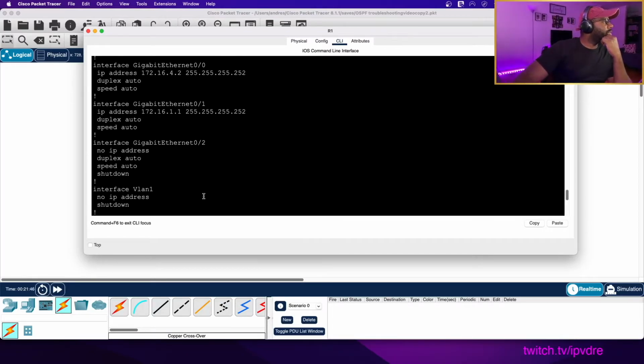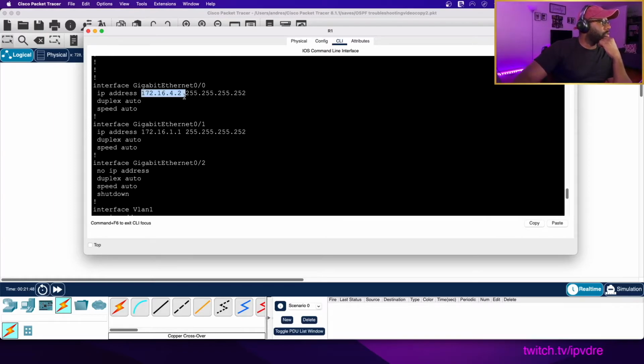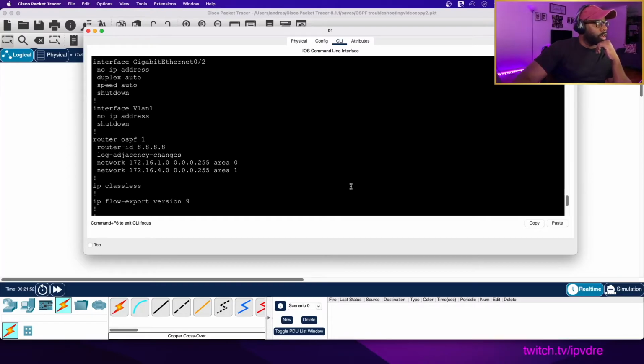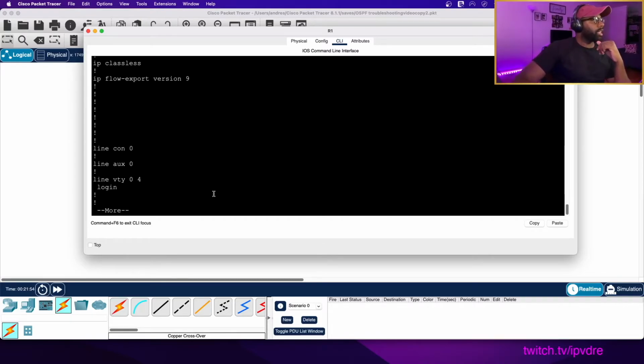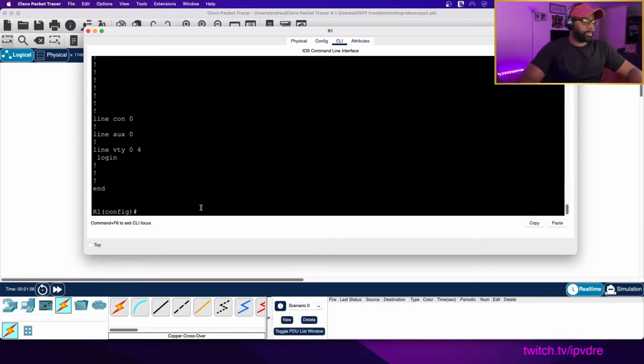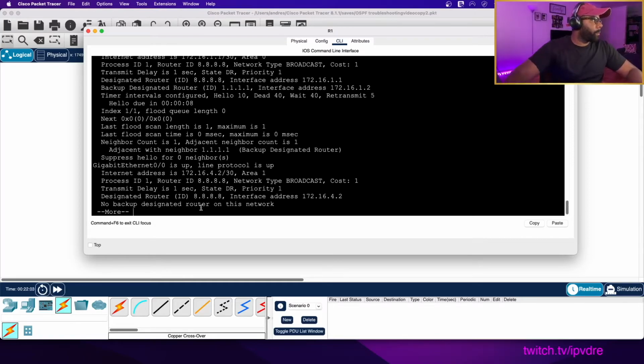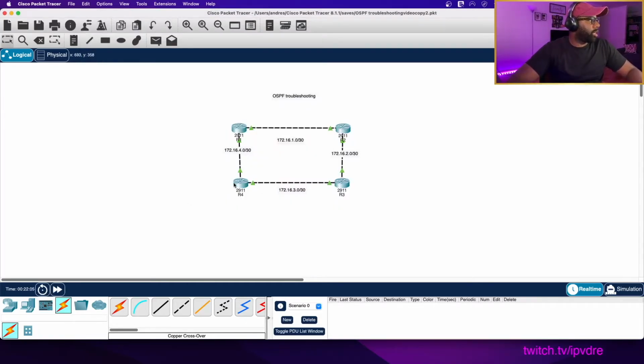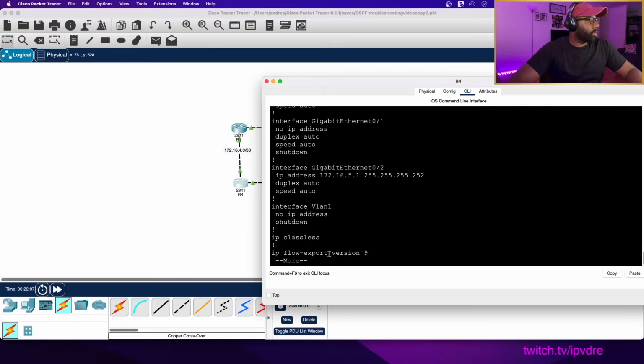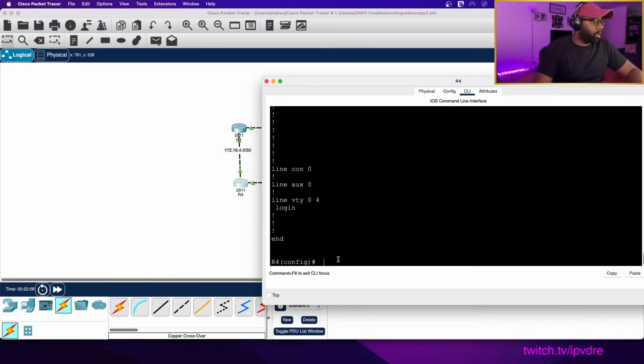Did I even set one for here? Yeah, this is 4.2. So they're in the same subnet. There's no OSPF authentication. Let's check the hello and dead timers. Do show IP OSPF interface. That's 10.40. Do show IP OSPF int.